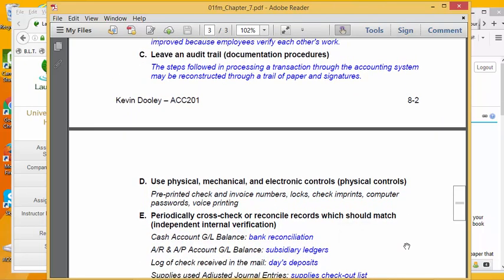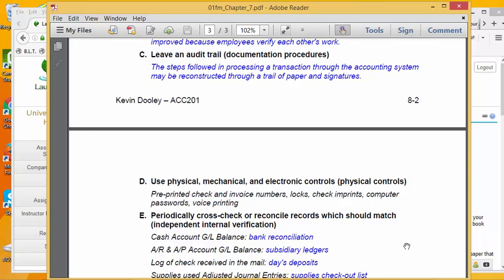If you receive checks in the mail or other valuables coming through the mail, then you should have a person unrelated to accounting logging that in, and someone should do a function of checking it at the end of the day to make sure that whatever's recorded and deposited matches what was received.